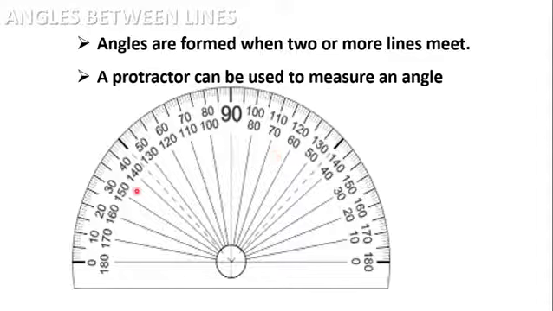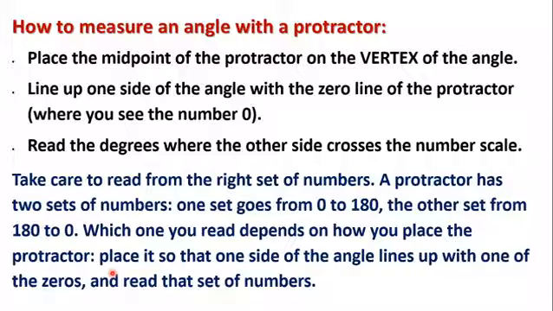So now let's look at how to measure an angle with a protractor. Before we start to do that, the first thing you have to do is to place the midpoint of the protractor on the vertex of the angle. Remember, I said vertex is the point where the angle is formed. Okay, it is the place where the two lines meet. That's where the vertex is, and then an angle is formed at that spot. So you put the midpoint of the protractor on the vertex of the angle, and then secondly you line up one side of the angle with the 0 line of the protractor.